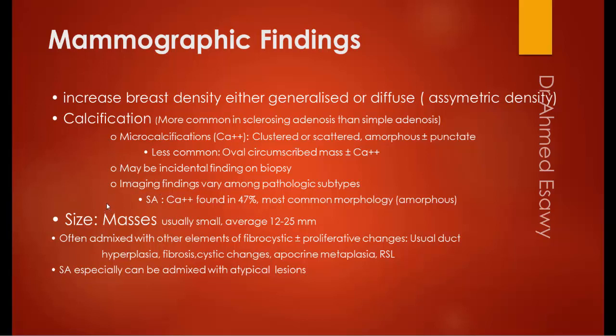Another third mammographic finding, after increased breast density and calcification, is size or masses, usually small, average 12 to 25 millimeters, often admixed with other elements of fibrocystic change with or without proliferative change, usually duct hyperplasia, fibrosis, cystic change, apocrine metaplasia. Sclerosing adenosis especially can be admixed with atypical lesion. So three main findings in mammographic fibroadenosis: increased breast density, calcification, masses.